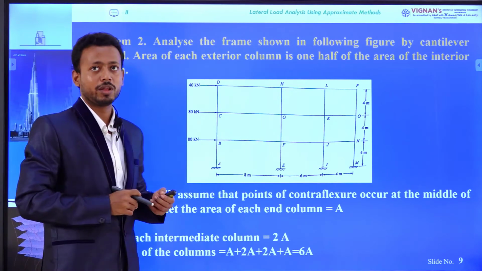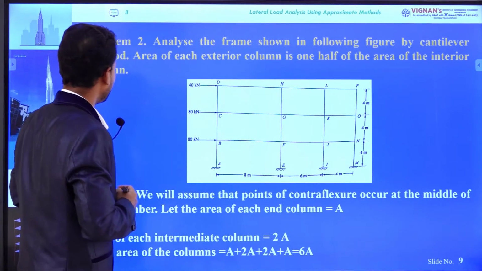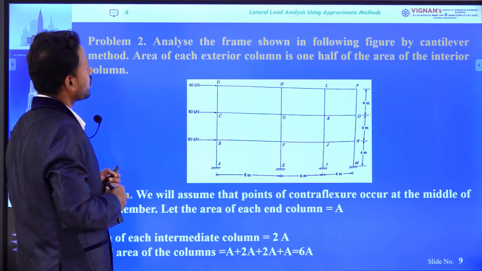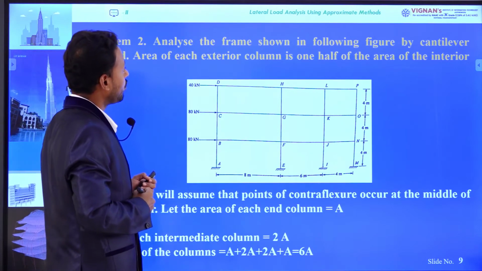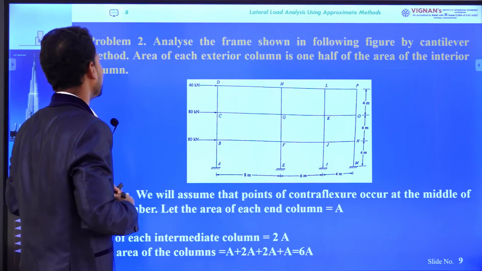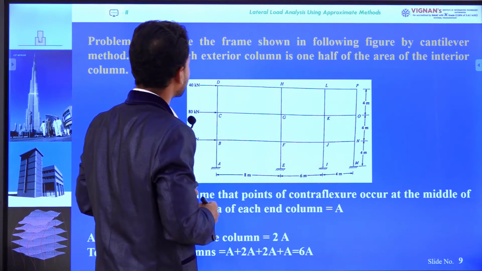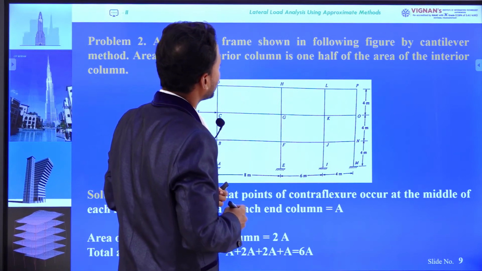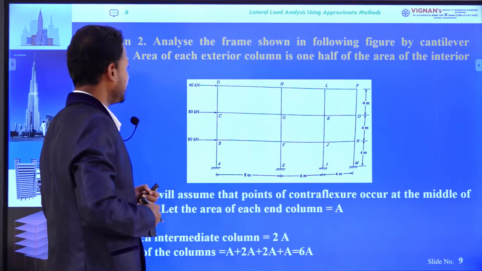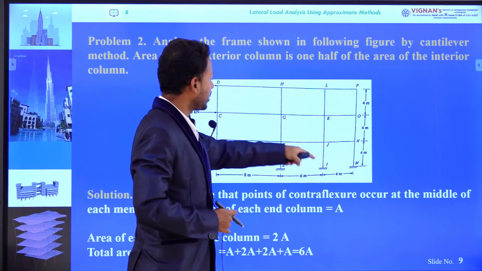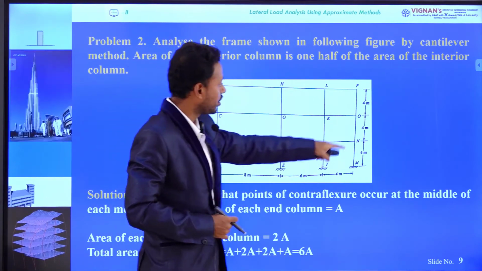Let us solve a problem. One problem is given: analyze the portal frame shown in the following figure by the cantilever method. The area of each exterior column is 1/2 of the area of the interior column. That means these are the interior columns and these are the exterior columns.